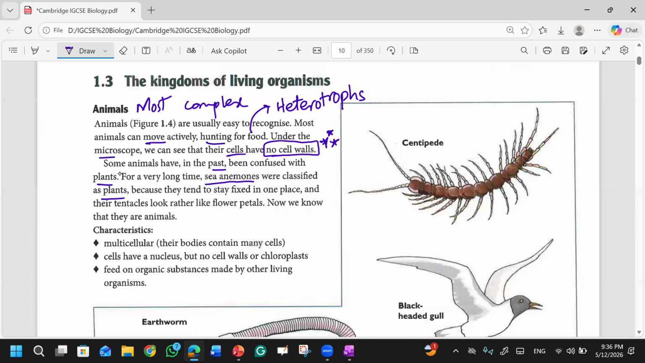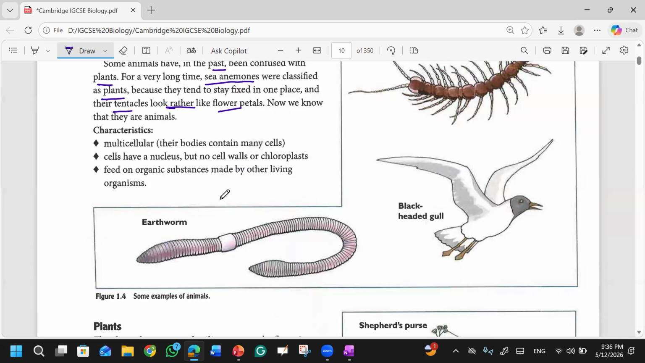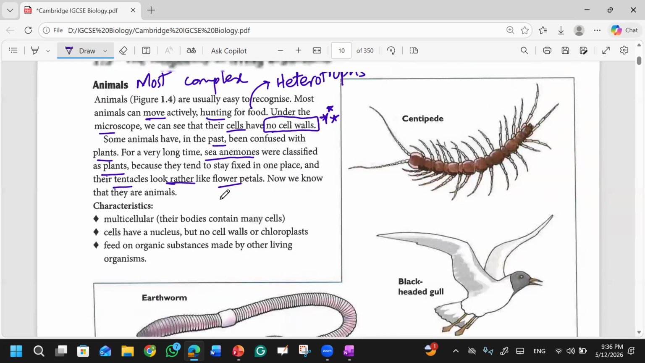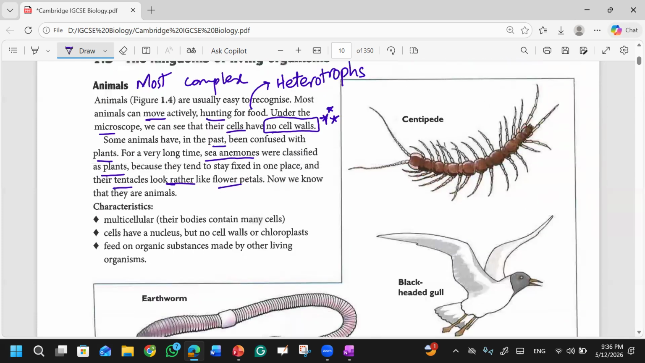Clear? Their tentacles look rather like flower petals, just like the petals of flowers. That's why they placed them in the plant category. Otherwise, after knowing the characteristics of sea anemones, they realized that sea anemones should be in the animal category.